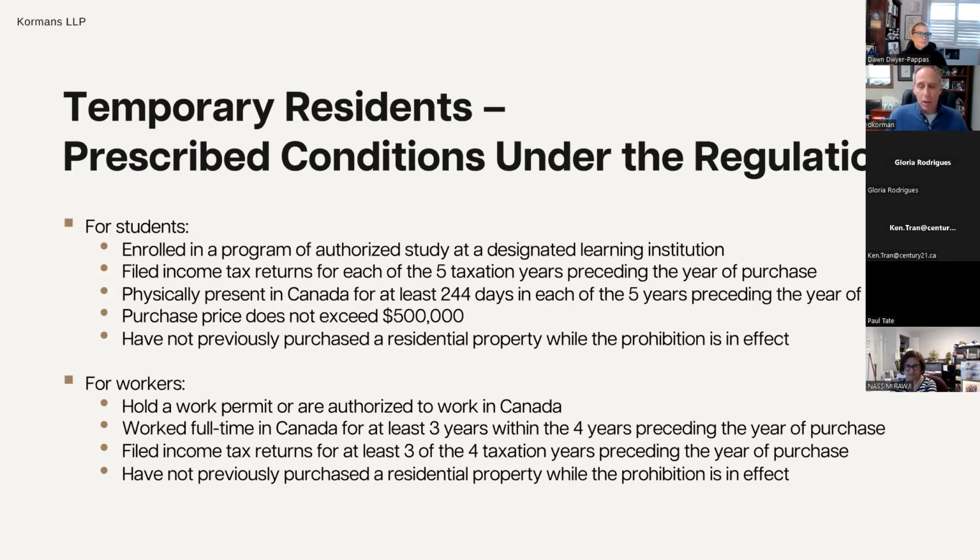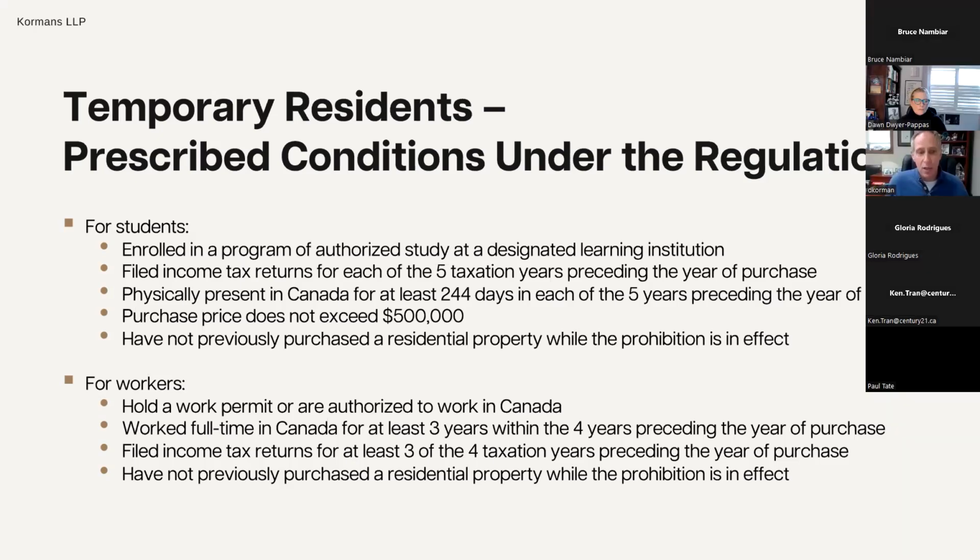Similarly, for a worker, they have to have a permit to work in Canada. They have to have worked in Canada for at least 3 years in the previous 4 years before they buy. And they have to file income tax returns for at least 4 of the previous 4 taxation years before the year that they buy this property, and they can't have previously purchased. So again, I don't know how many workers are going to fit all these conditions. Okay.